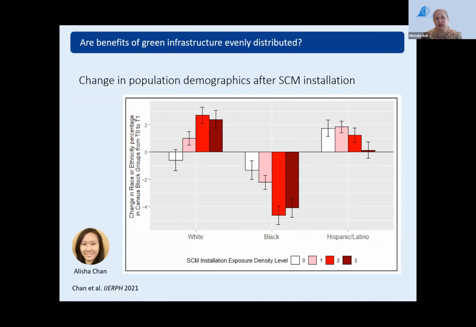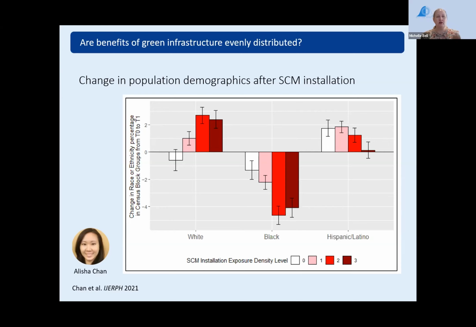But that's not actually what's happening, because what Alicia did is look at this data over time. And so what you see here is an example of green gentrification, where what you have are changing population demographics after green infrastructure for stormwater control management is installed. And she's accounting for the temporal trends of demographics before the installation and other factors. So here she's divided the communities into 4 types of communities. In white are communities that did not have any of the green infrastructure installed. And then the pinkish reds are communities that did have it installed, and the darker reddish color are places that had more and more green infrastructure installed.